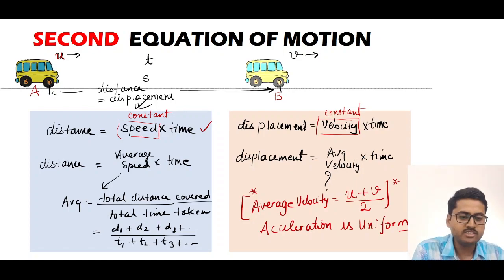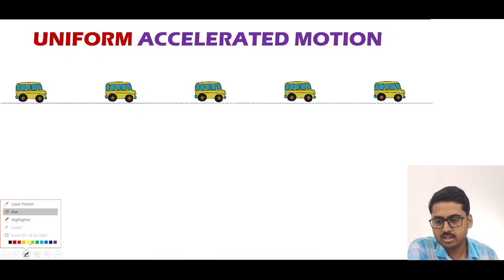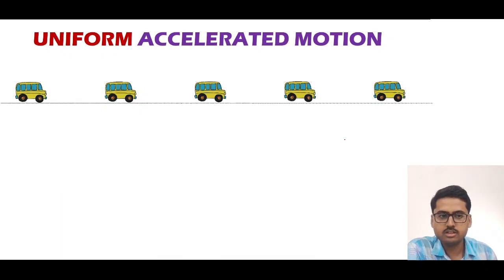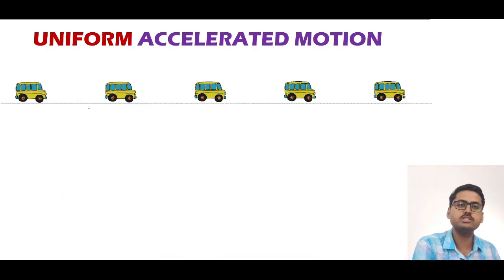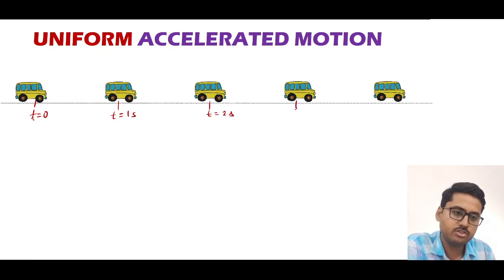Okay, so let's understand in brief what uniform and non-uniform acceleration are. Let's see an example. Let's say this is the position of buses at different time intervals. At t equals 0, it is over here. At t equals 1, that is after 1 second, after 2 seconds, after 3 seconds, and after 4 seconds, the position of buses are given like this.